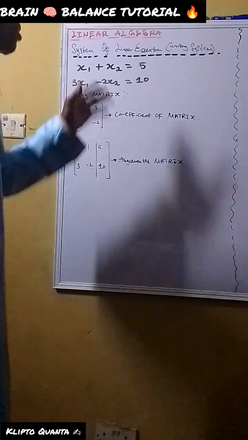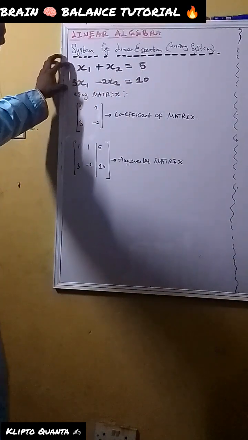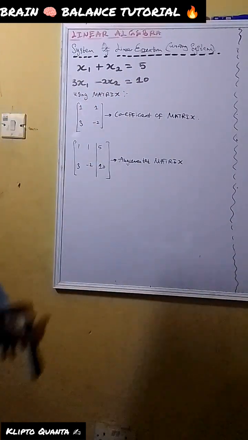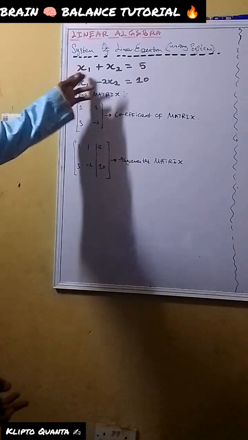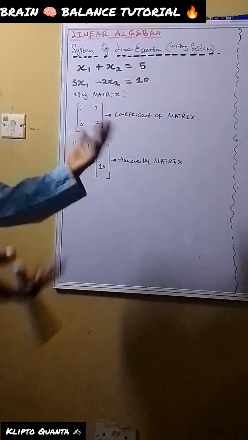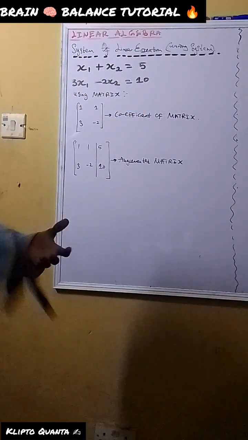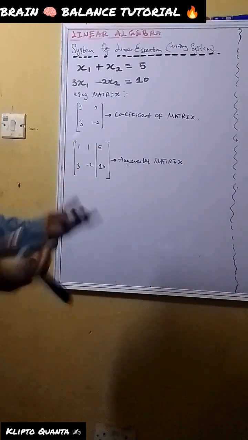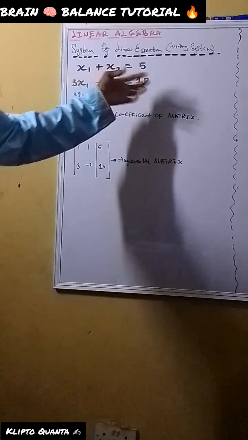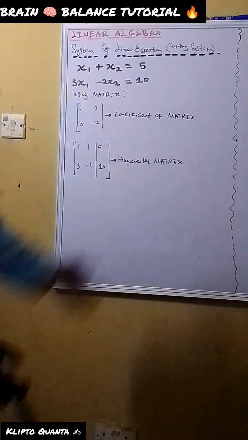Now we talk about system of linear equations. If you look at this particular equation being written now, it's just like the normal way of writing x plus y equals 5, but instead of using different variables, we decide to name x as x1, then y as x2. So we have x1 plus x2 equals 5 and 3x1 minus 2x2 equals 10.